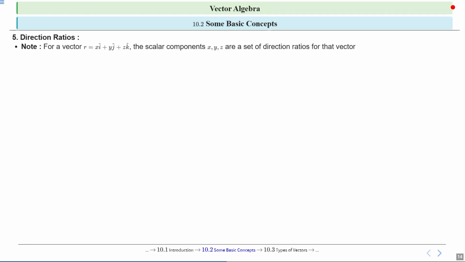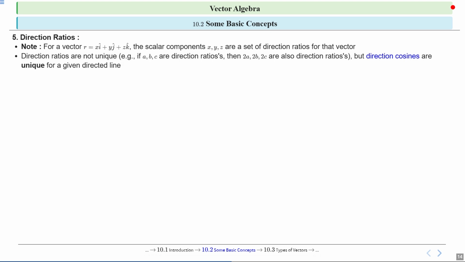Next is direction ratios. Note: for a vector R equal to x i cap plus y j cap plus z k cap, the scalar components x, y, z are a set of direction ratios for that vector. Direction ratios are not unique. Example: if a, b, c are direction ratios, then 2a, 2b, 2c are also direction ratios, but direction cosines are unique for a given directed line. In general, l square plus m square plus n square is equal to 1, but a square plus b square plus c square is not equal to 1.